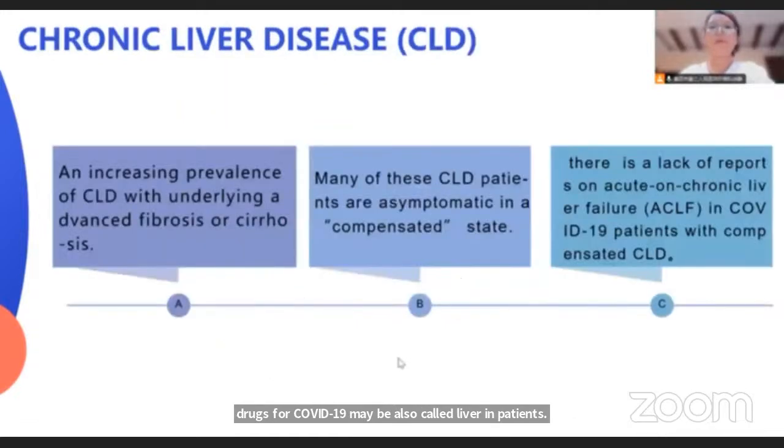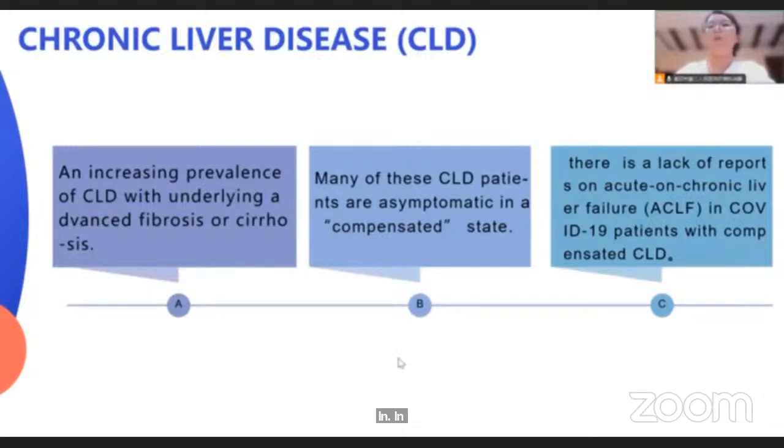Globally, there is an increasing prevalence of chronic liver disease with underlying advanced fibrosis or cirrhosis due to chronic hepatitis B or C infection, and recently non-alcoholic and alcoholic fatty liver. It is also unknown whether the disturbance of immunity related to COVID-19 will have an effect on hepatitis B or C infection, leading to reactivation. Many of these CLD patients are silent in a compensated state. So far, there is a lack of reports on acute or chronic liver failure in COVID-19 patients with compensated CLD.